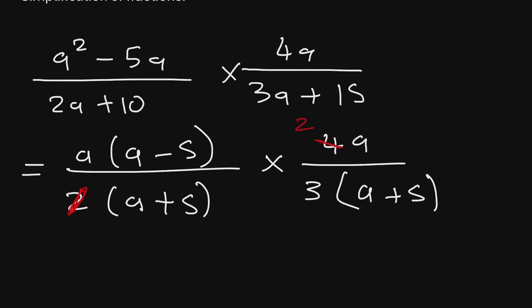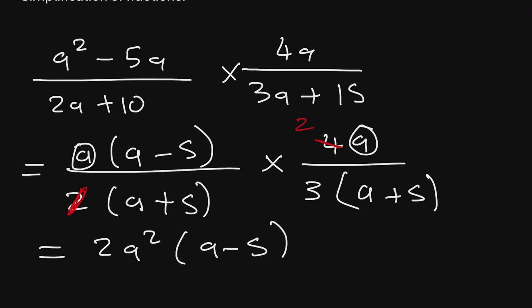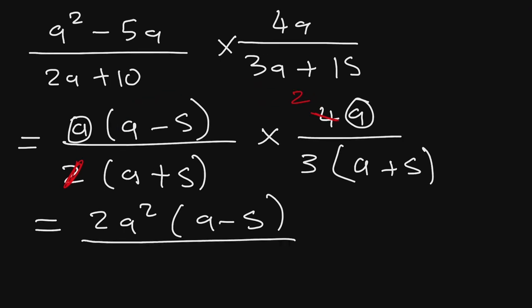So now a will multiply with 2a, which is going to be 2a squared, and then we still have a minus 5, because everything else multiplies out. And at the bottom here, this part will multiply with all this part, so we're going to have 3 into a plus 5 all squared. So that is what we have.